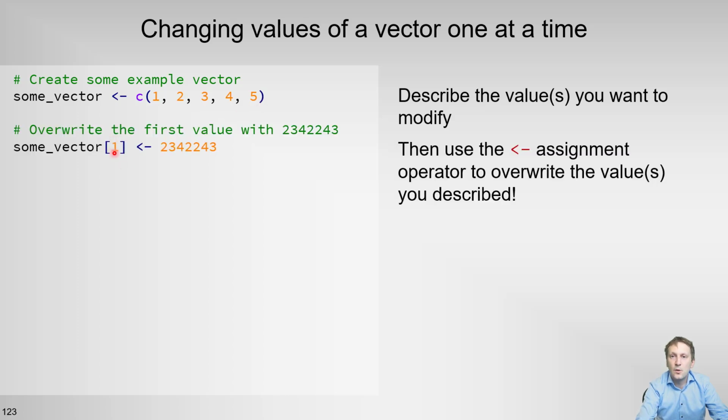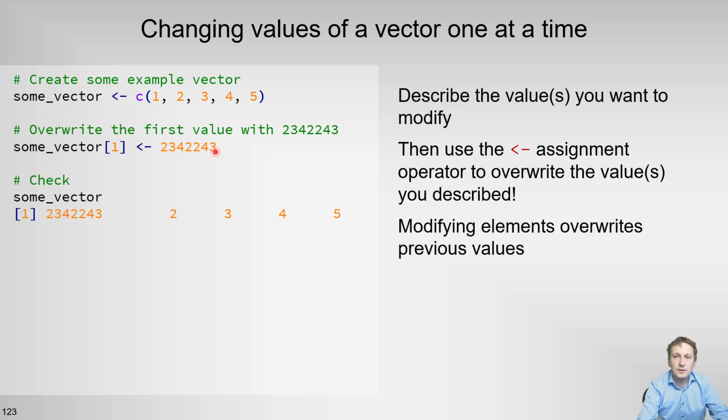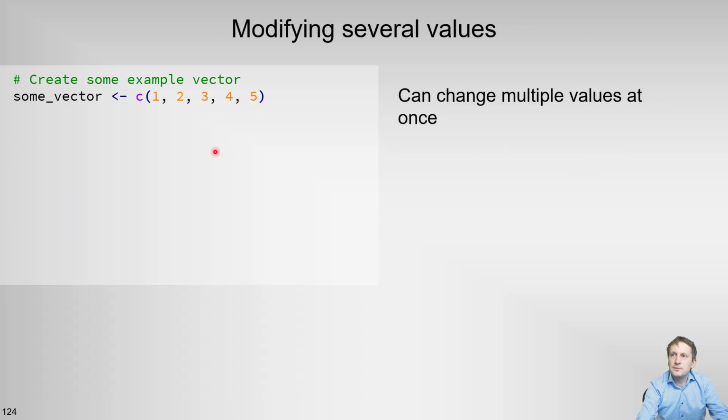So let's put 1 in brackets. That will select the first element. Now we can use the assignment symbol, so the arrow or the equal sign, and then put in another value. Let's double check it worked, and it did. So that wasn't too hard. But we can also modify several values at the same time.